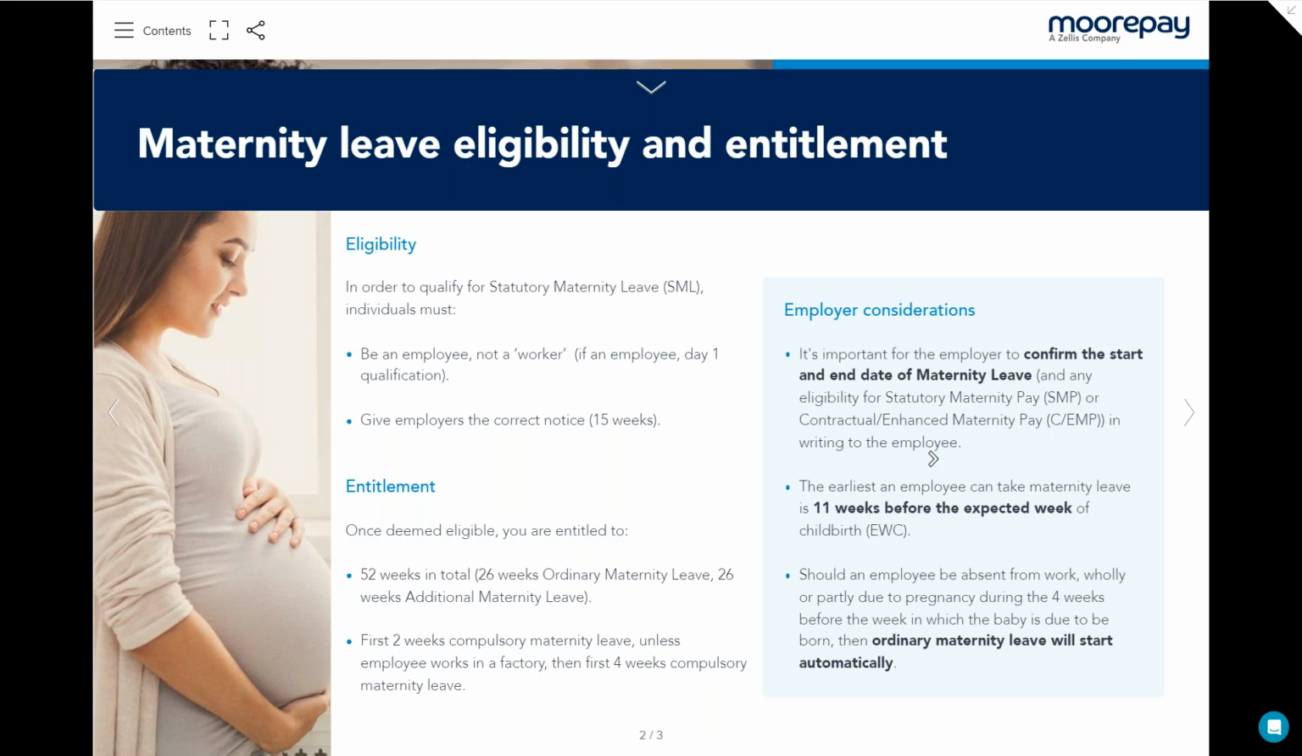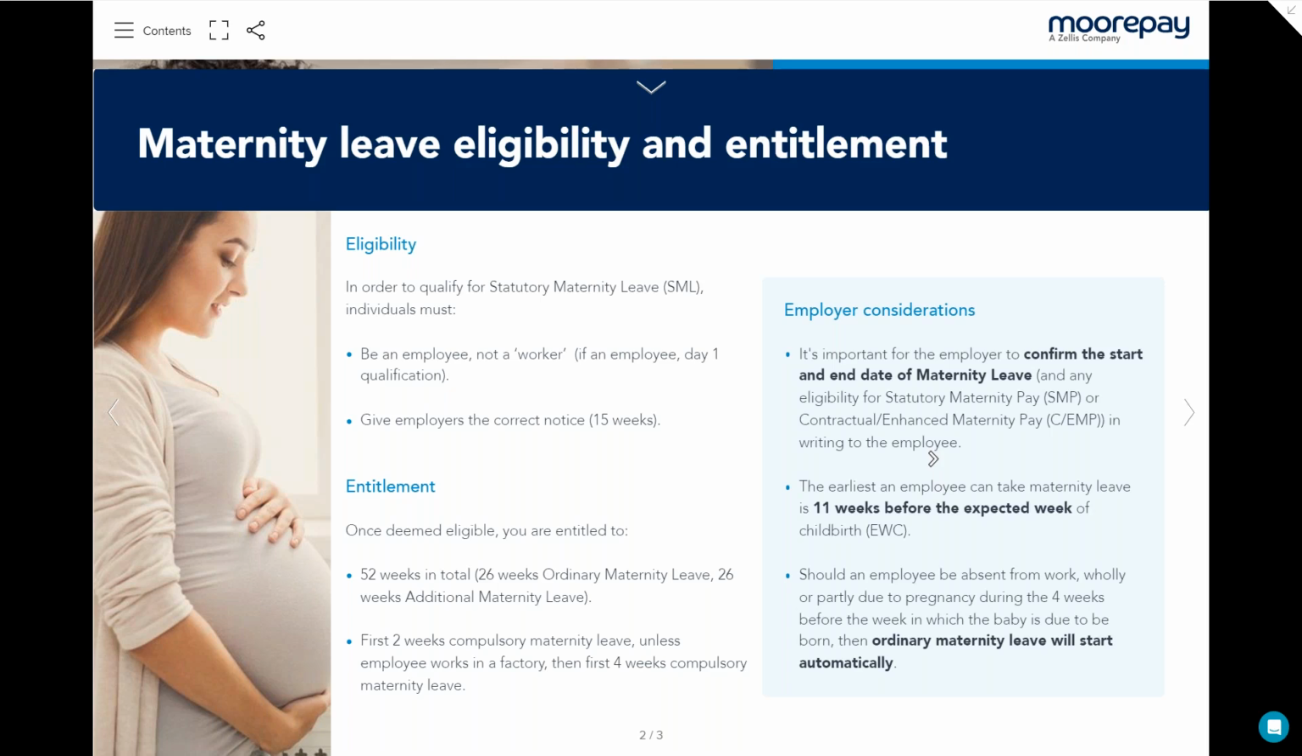So what you've got to consider is that you've got to confirm that maternity leave in writing to the employee. That is your legal obligation. You've got two main legal obligations. One's to do the health and safety risk assessment. The other one is to confirm the start and the end date of the maternity leave in writing. We do have templates for all this on the advice line. So if you've got somebody that's going on maternity leave soon, just come to us and we'll discuss it and provide the right templates.